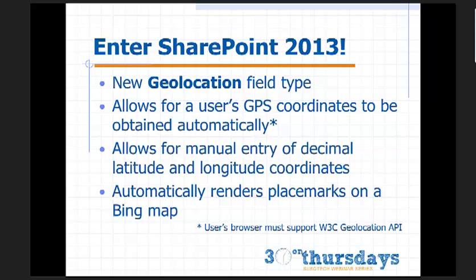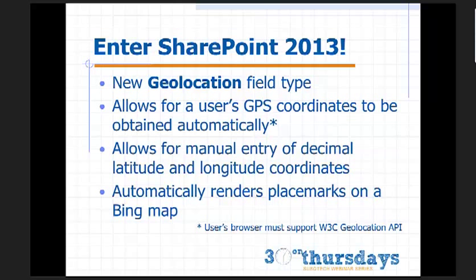So enter SharePoint 2013 into the equation. SharePoint 2013 offers a new geolocation field type. And the primary reason that SharePoint 2013 is able to offer this, and prior versions of SharePoint were not, is because of the database dependency. So with SQL Server 2008 came the introduction of some of the geography data types, which allowed for coordinate-based information to be stored in a SQL Server table. Now SharePoint's able to leverage that, and in this case, it's through the use of this geolocation field type.